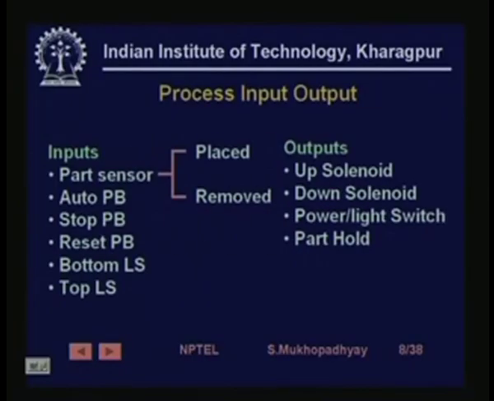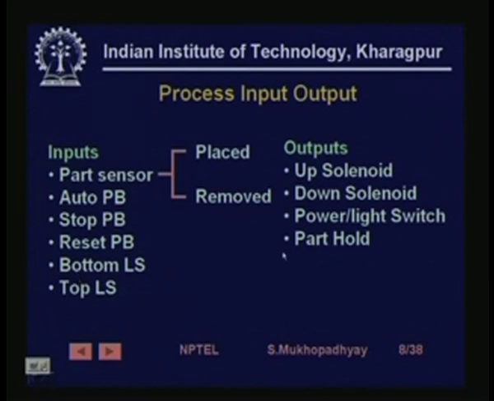Okay. So, now let us try to convert it to an unambiguous mathematical description. So, first step, as I said, is to get the process inputs and outputs. So, here are the process inputs and outputs. As inputs we have part sensors, which generate two kinds of events. One is part placed, another is part removed. Then there are three kinds of push buttons: the auto push button, the stop push button, and the reset push button. These three are operator inputs. Then there are the two limit switch sensors, bottom limit switch and top limit switch.